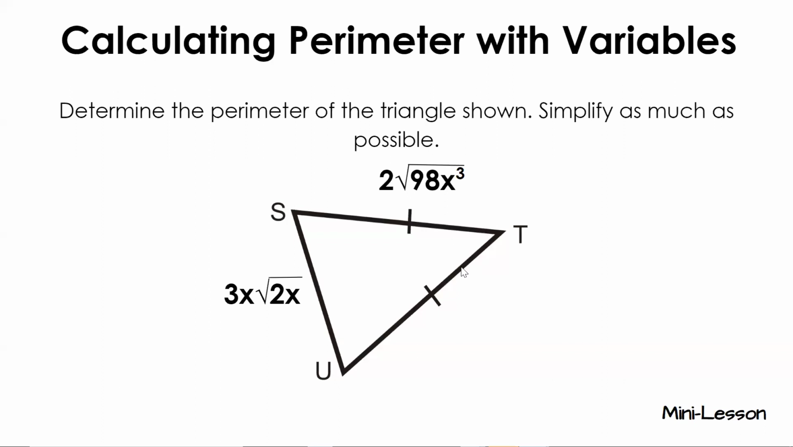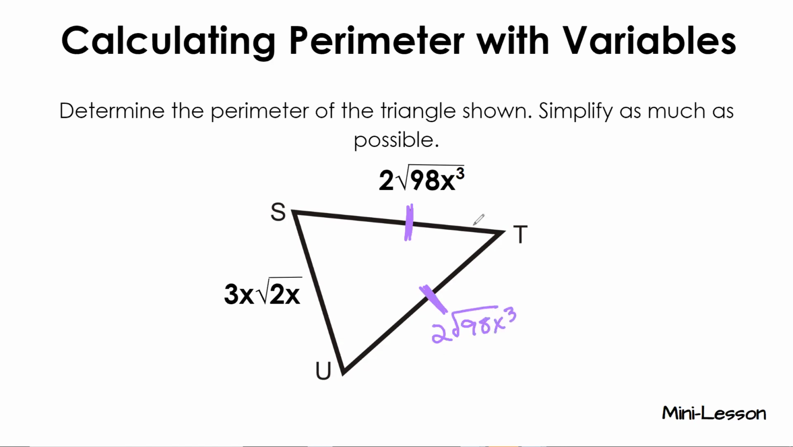So, determine the perimeter of the triangle shown. Simplify as much as possible. Yesterday, we talked about this conversation. What does this mean? The same as this guy. Okay, so this is going to be 2 radical 98 x to the third.